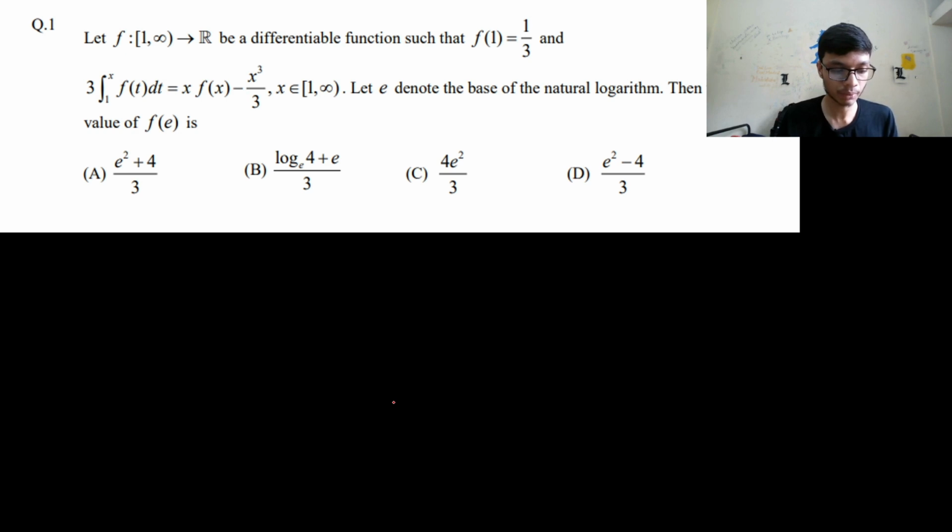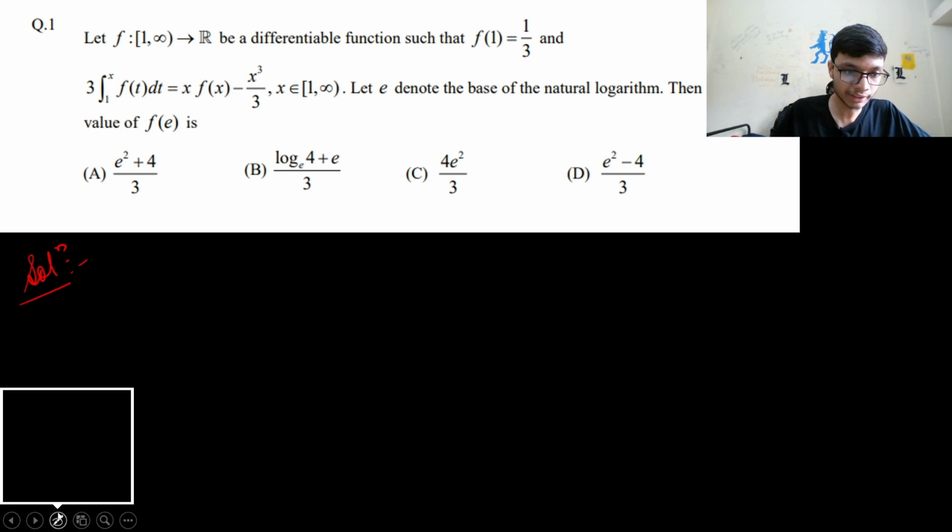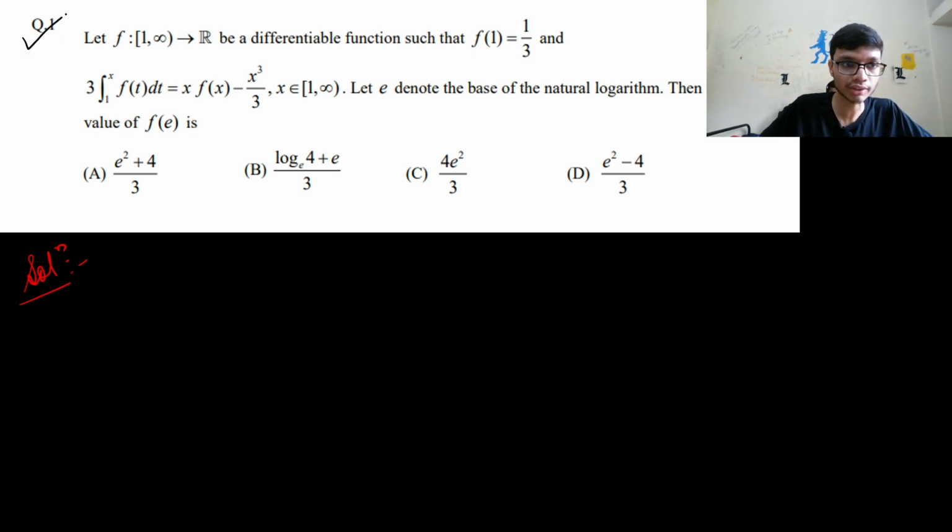The question is basically a simple question on the integral equation. Let me try it and write the solution. Let us read the question. It says there is a function small f defined such that the domain is 1 to infinity, where 1 is included, and the codomain is the real numbers. It is a differentiable function such that f at x equal to 1 is 1 by 3.